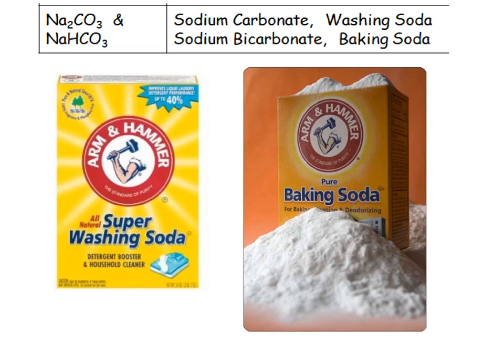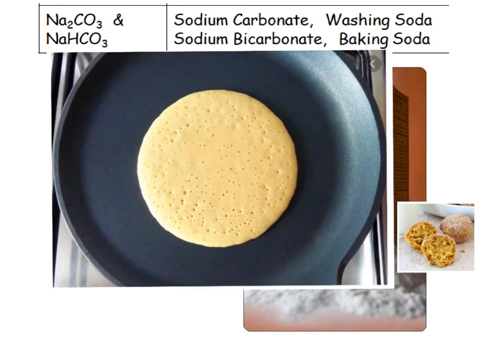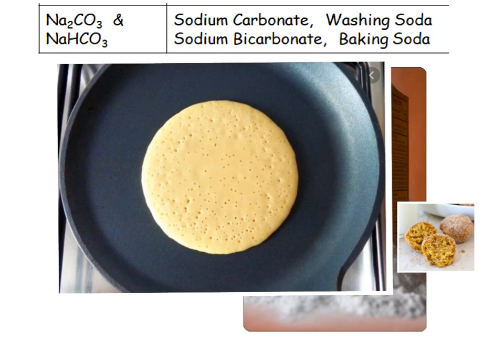Now, why would one use baking soda for cooking? If you've ever made pancakes, you might have noticed the little bubbles that form while the pancakes are cooking. What you're witnessing there is the decomposition of baking soda. And one of the products that it decomposes into is carbon dioxide. And those are the little bubbles that you see going up there. It helps give the pancake sort of a fluffy texture to it.